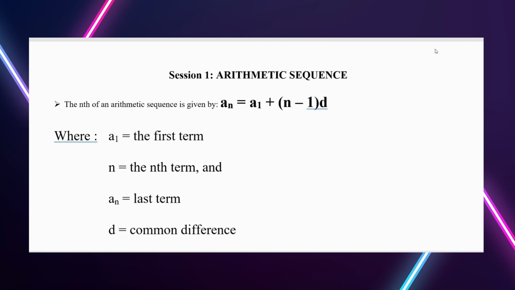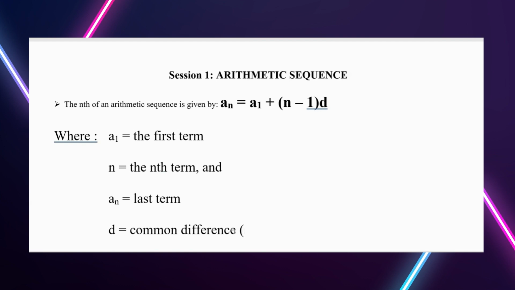Kung pag-uusapan ang arithmetic sequence, meron tayong formula na susundin upang makatulong mapabilis ang pagkuha ng nawawalang value. At ang formula na ito ay ang a sub n is equal to a sub 1 plus the quantity of n minus 1 times d, na kung saan ang a sub 1, ito ang first term of the sequence, ang n is the nth term of the sequence, a sub n is the last term of the sequence, and d is the common difference. So, paano nga ba natin makukuha ang common difference?